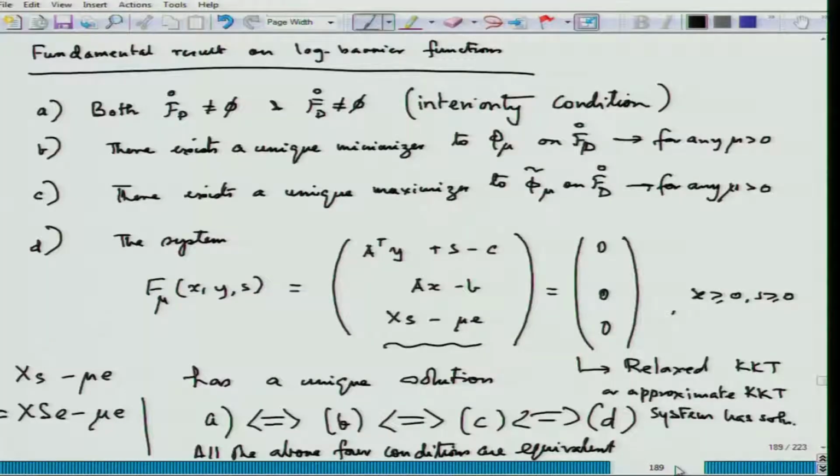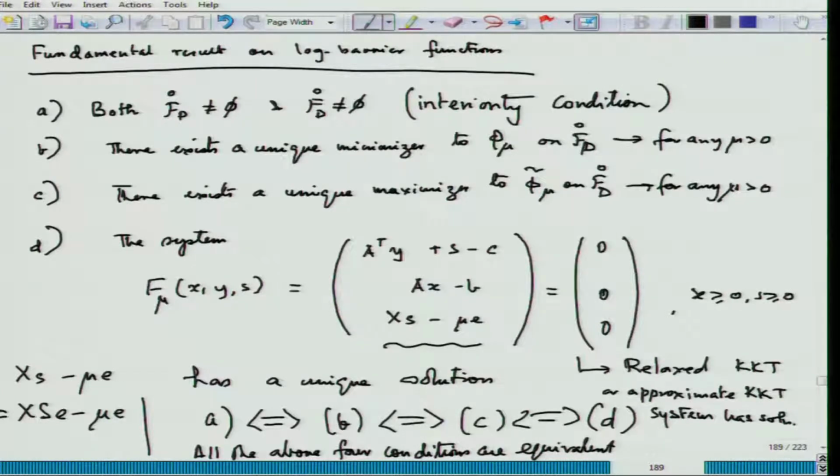Yesterday night in the last class we ended by writing down a very important result regarding log barrier functions, and this result is already on the screen as you can see. So, it says that if I take the interiority condition, that is, the strict feasible sets of the primal problem and the dual problem both are non-empty, then all the rest B, C and D will follow.